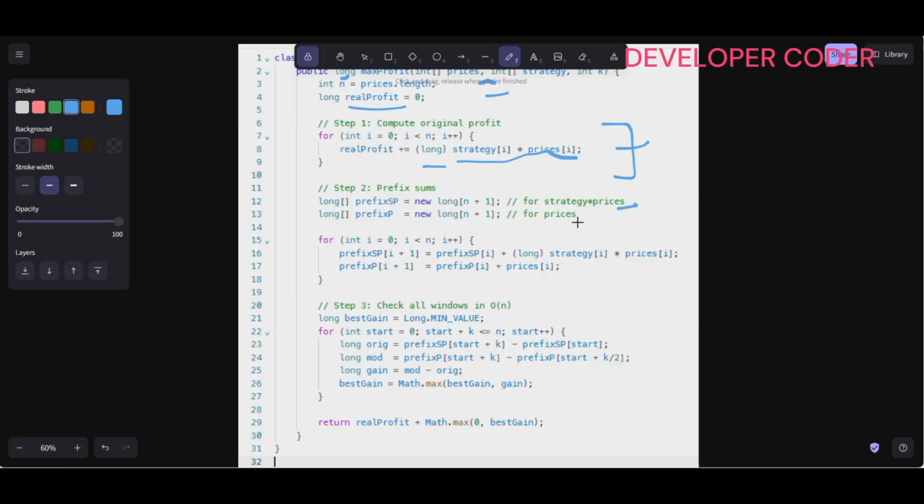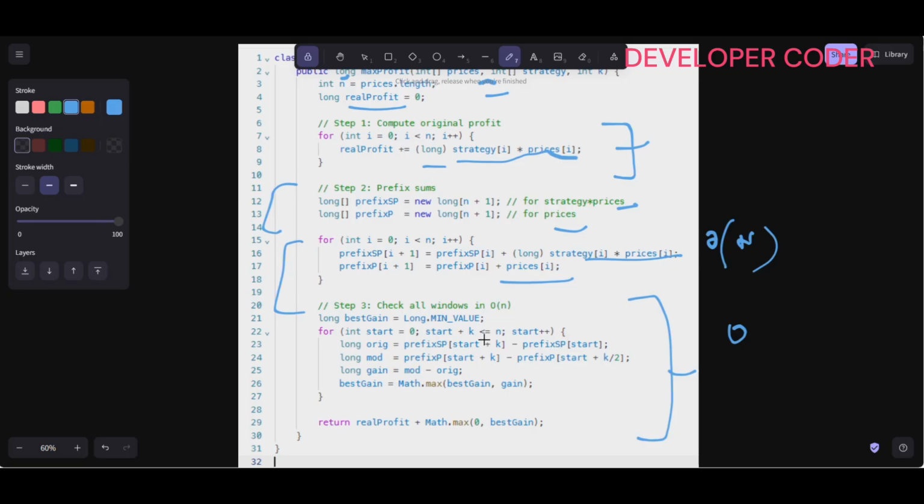So for strategy into prices and for prices, I'm going to compute prefix sums, and then I have to run one single loop of n. In this loop of n, I'm going to calculate this and this. So i plus 1 means 0 to i, right? So this is how I'm going to calculate this. And for the best gain, we have to check all the windows in O(n). So best gain is equal to long dot min value, and this is the window size.